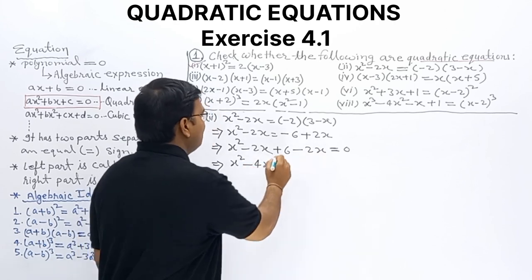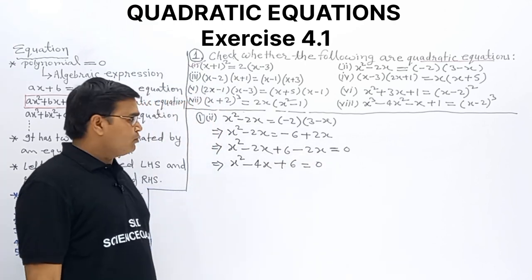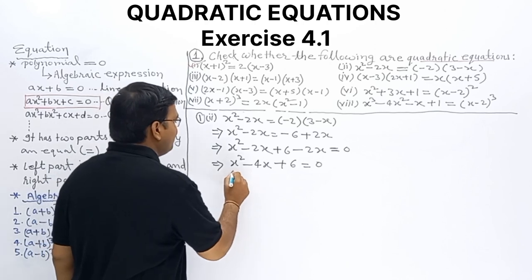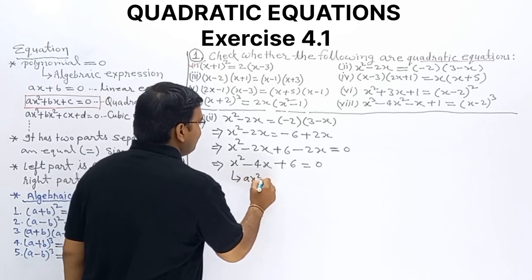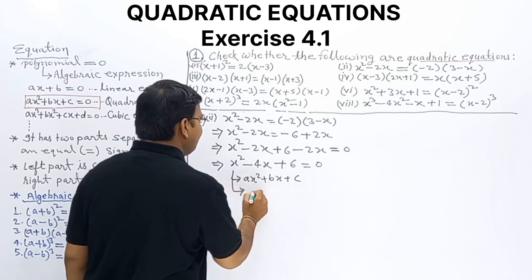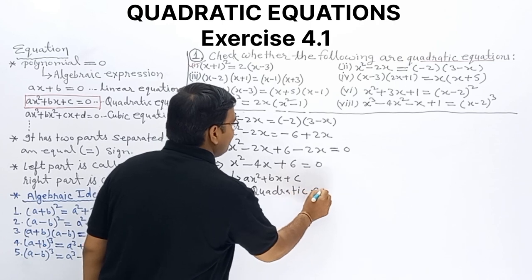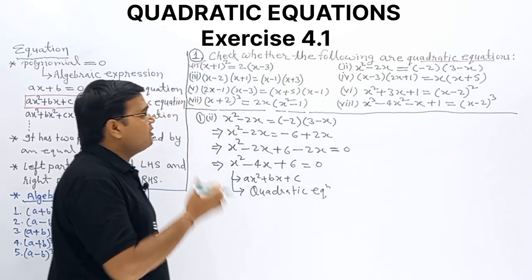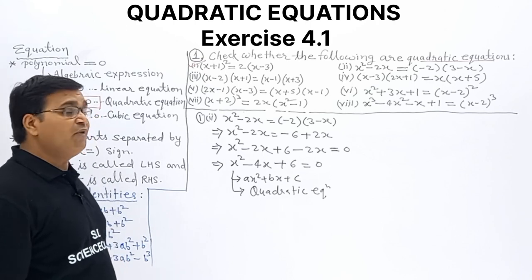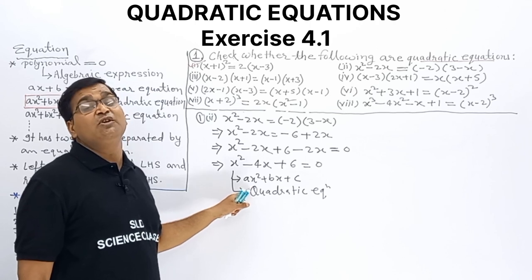We are adding both, plus 6 equal to 0. What about this one? Compare this one. This is the general form of ax square plus bx plus c, and it is what? Quadratic equation. No doubt, question number 2 is also what? Quadratic equation. Why? Because after solving we are getting the general form of the quadratic equation.